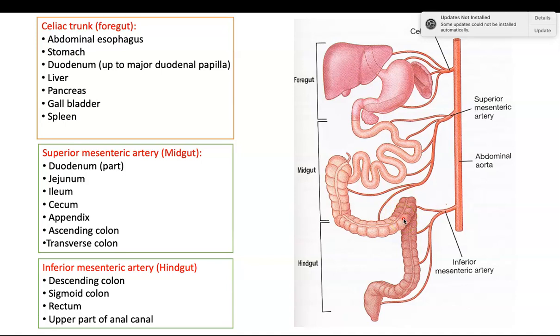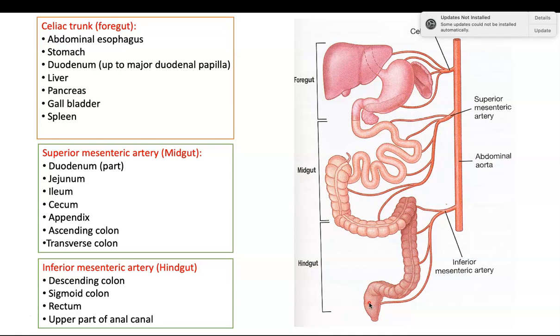So again, hindgut includes most of the descending colon, the sigmoid colon, the rectum, and the upper part of the anal canal. Okay, so these are the divisions of the primitive gut tube, and we have three arteries for the derivatives of the three parts of the primitive gut tube: foregut, midgut, and hindgut.